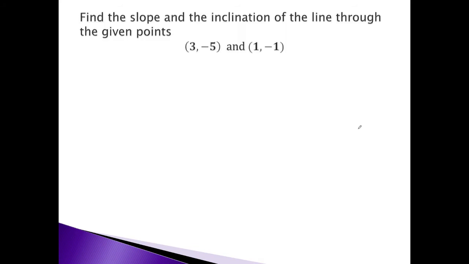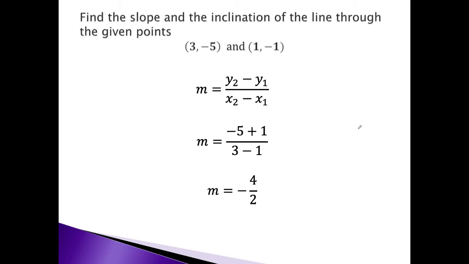Find the slope and the inclination of the line through the given points, (3, negative 5) and (1, negative 1). So that's m equals y2 minus y1 over x2 minus x1. So m equals negative 5 plus 1, because a negative and a negative is a positive, over 3 minus 1. So that's negative 4 halves, which is negative 2.